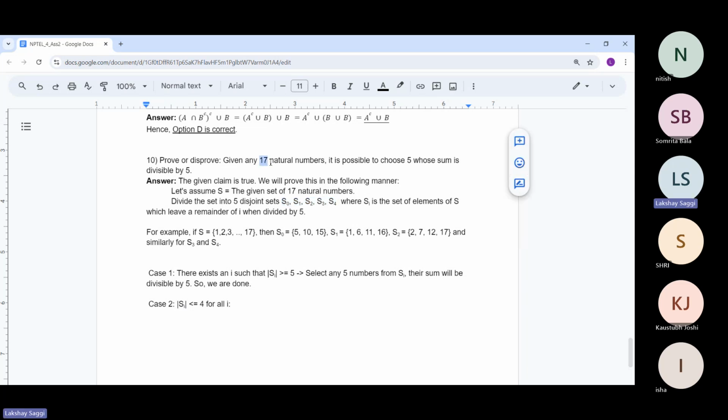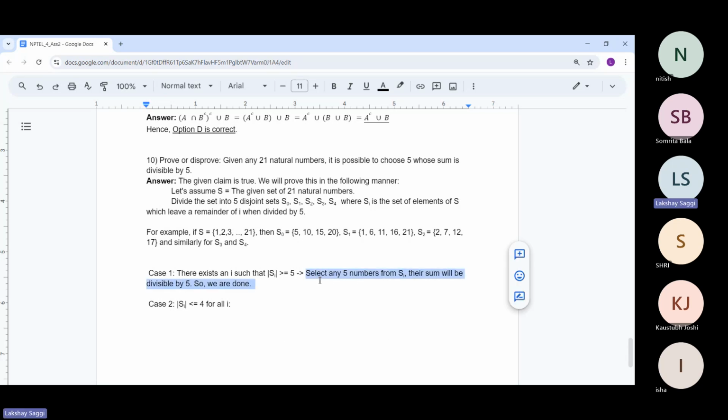Okay, maybe I should give this as 21 natural numbers, not just 17. The answer would have been the same for 17 also, but it involved more arguments. So let's just say the problem was: given any 21 natural numbers, it is possible to choose 5 from the given set of 21 natural numbers whose sum is divisible by 5.